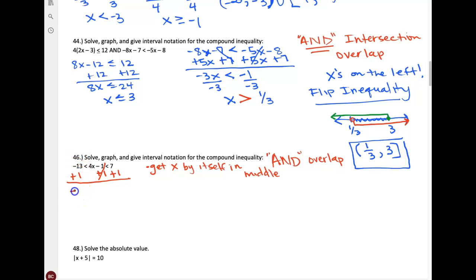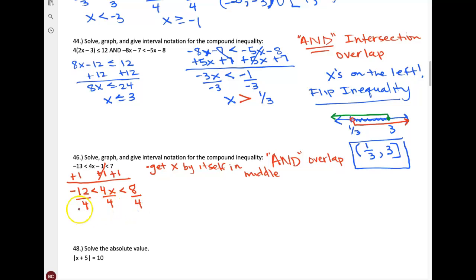So I'm left with negative 12 is less than, all that's left in the middle now is 4x, and then is less than 7 plus 1 is 8. And then x is still not by itself in the middle. We've got to get x by itself. It's connected by multiplication, so let's divide all 3 parts by 4.